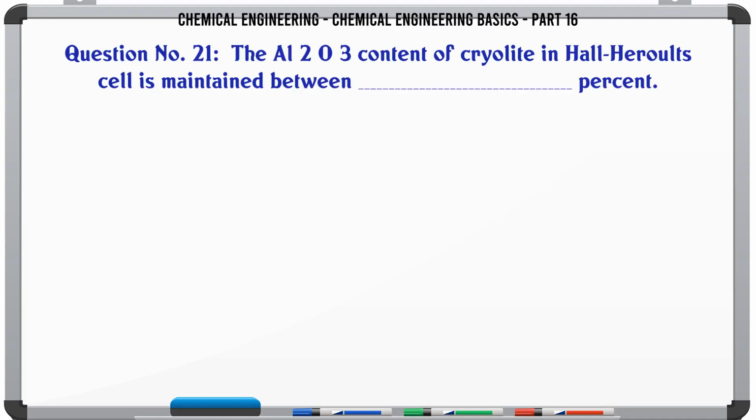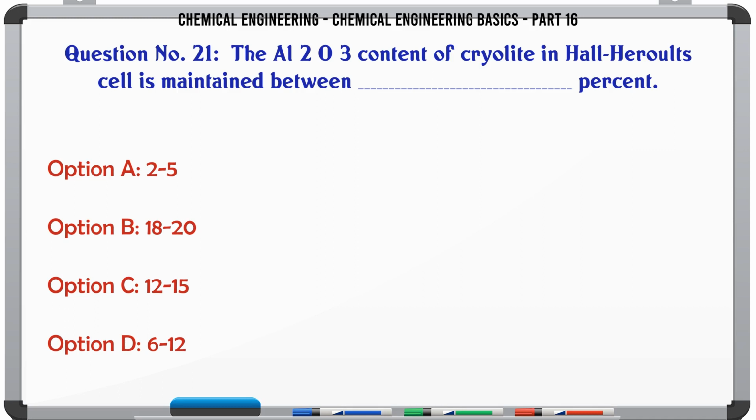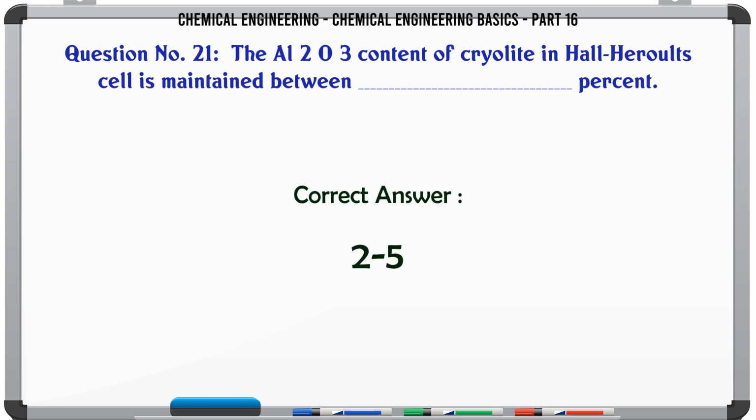The Al2O3 content of cryolite in Hall-Heroult cell is maintained between percent A. 2-5, B. 18-20, C. 12-15, D. 6-12. The correct answer is 2-5.